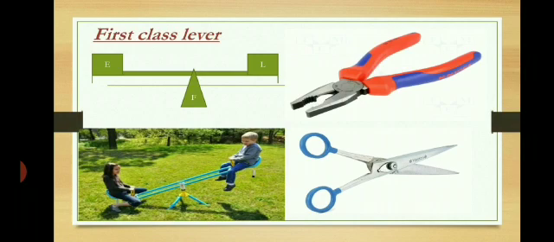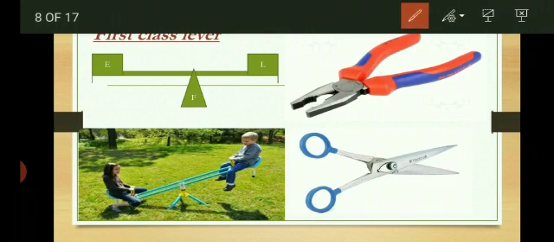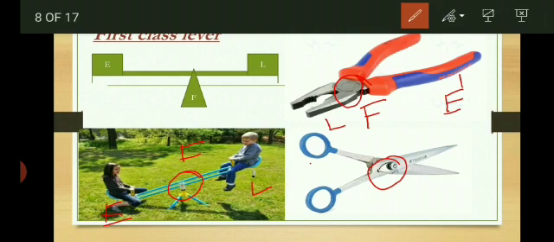etc. In the seesaw, balance, claw hammer, scissors, pliers, you have seen the fulcrum is in between load and effort. In the seesaw, load and effort are on either side, fulcrum in the middle. In the pliers, there is the fulcrum and here is the load, and the effort point is on the handle. In the scissors also, on the handle there is the effort point, here is the fulcrum and here is the load. So in a first class lever we have seen the fulcrum is in between load and effort.